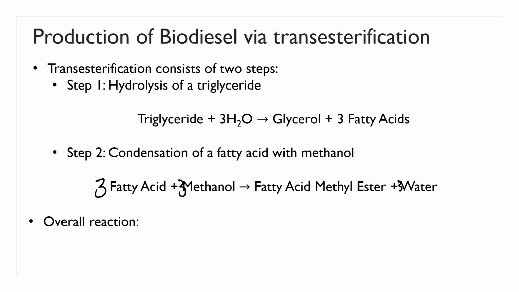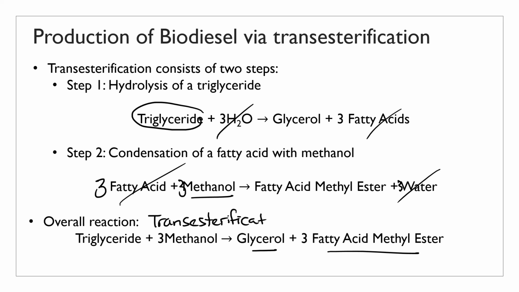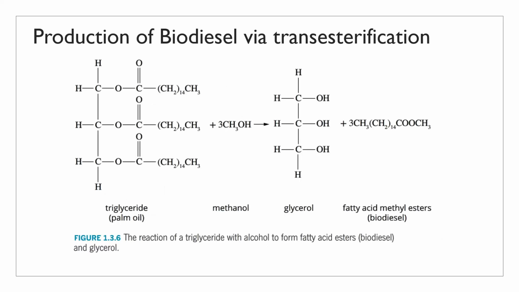Now, the interesting thing is in the process of transesterification, essentially what they do is they combine these two reactions into one. So you can see how the water will get cancelled out if I add these two equations together, and the fatty acid will be cancelled out because they are intermediates. So this would be the overall equation. You just have a triglyceride with 3 methanol producing glycerol and 3 fatty acid methyl esters. If the question ever asks you to write an equation for transesterification, it's this equation that they are after, which is when you combine the two processes of hydrolysis and condensation together.